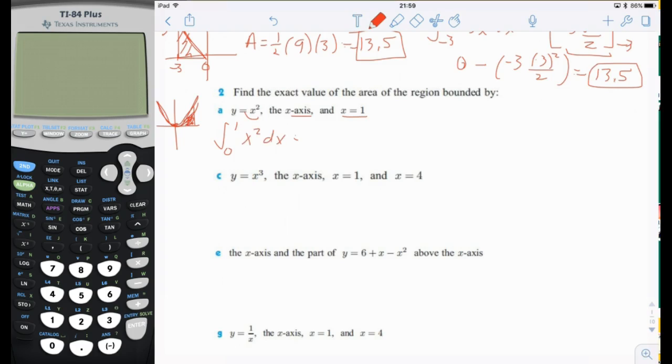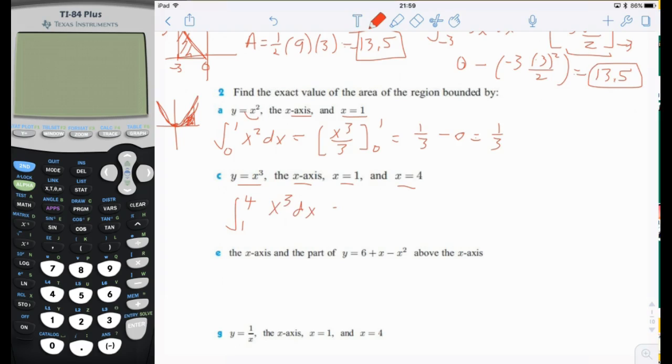And so the integral of x squared is x cubed divided by 3. And we're going to evaluate it from 0 to 1. So first we plug in 1 and we get 1/3. Then we plug in 0 and we get 0/3 is 0. And the answer is just 1/3. What about the next one? The next one we're going to find the area bordered by y equals x cubed, the x-axis, x equals 1 and x equals 4. This is a little easier. We don't even need to draw it. They give us all the details.